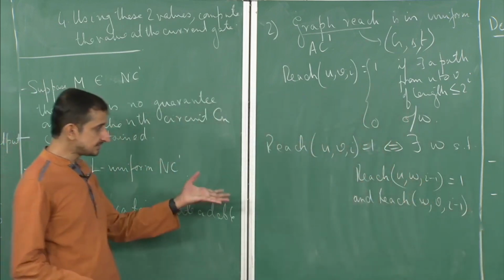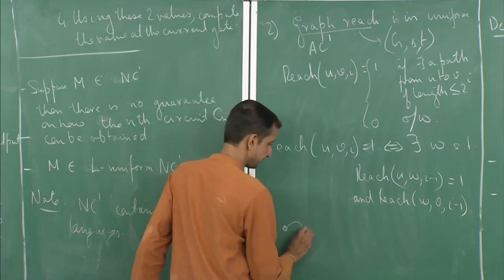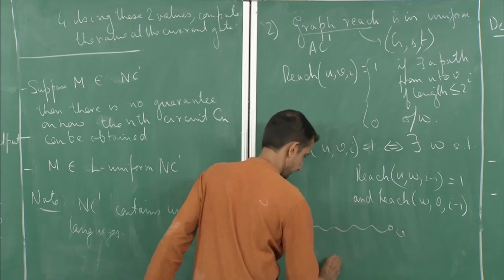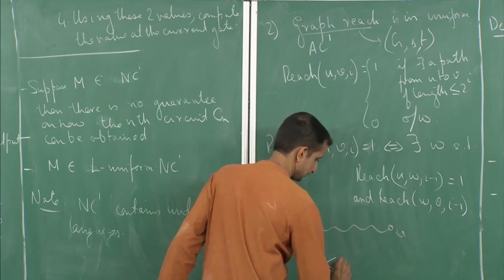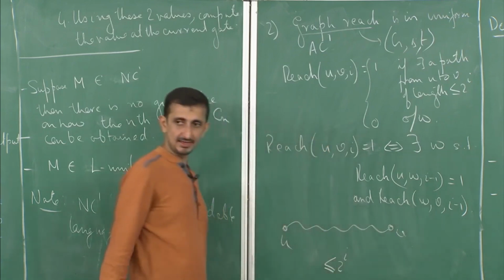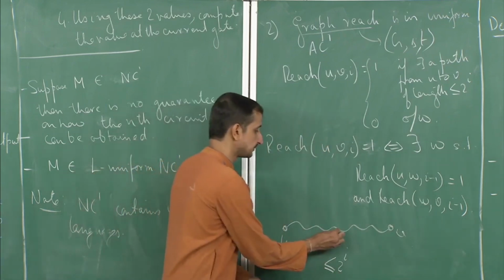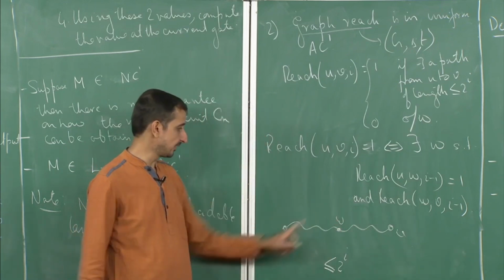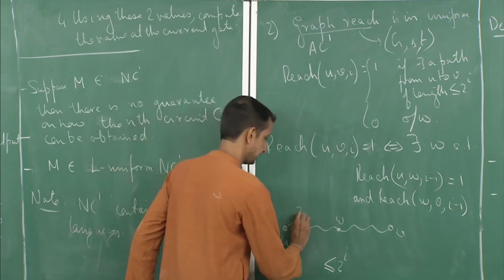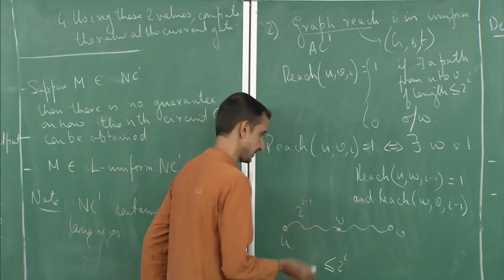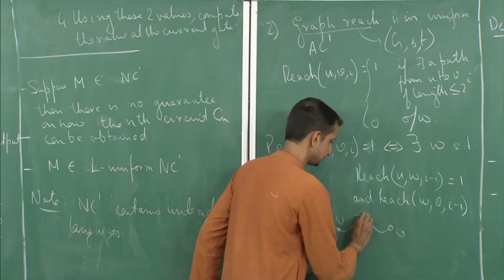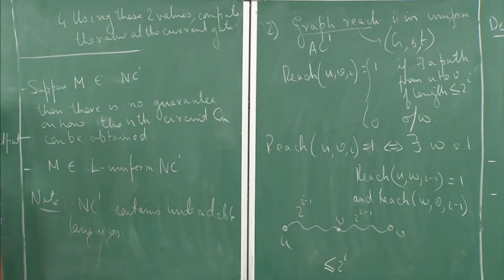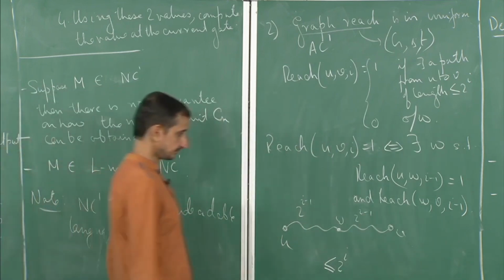Okay. Because essentially what this is saying is that, well, if I have a path from U to V of length at most 2 to the power I, then there is some middle point W in this path. And what property does the middle point have? That this length is at most 2 to the power I minus 1 and the other part is also at most 2 to the power I minus 1, right.